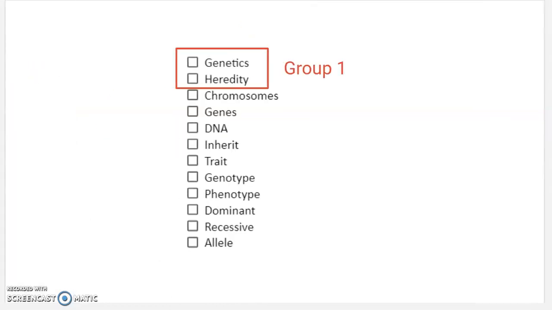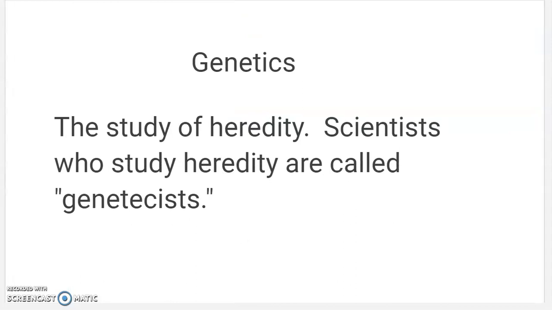So the other word in this list I wanted to put with heredity, the fact that parents pass traits to their offspring, is genetics. Genetics is the study of heredity. That's all it means. So the study of this fact of biology is called genetics. Scientists who study heredity are called geneticists. Very cool branch of biology with lots of cool cutting edge stuff going on.